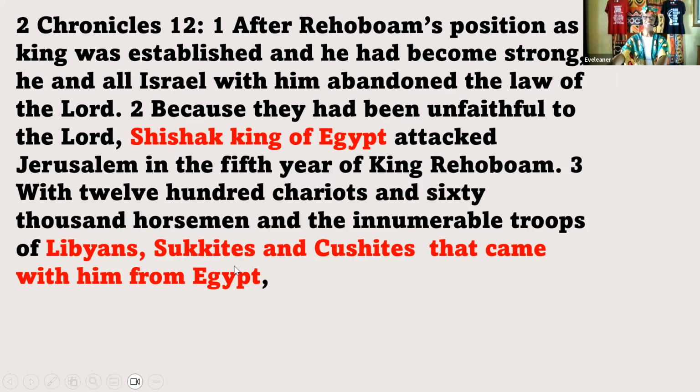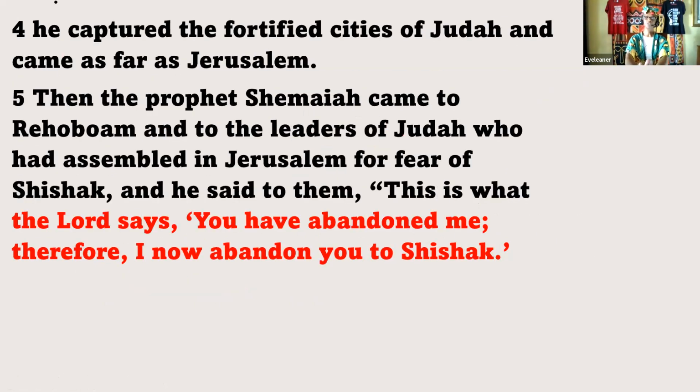That's why I highlighted them, and I don't have to tell you any more about them because we went over these groups of people in earlier videos. But the Libyans, Africans, the Sukhites, Africans, the Cushites, Africans, they came with him from Egypt. So he is the king of Egypt, but he also brought more Africans with him to battle. It says he captured the 45 cities of Judah and came as far as Jerusalem.